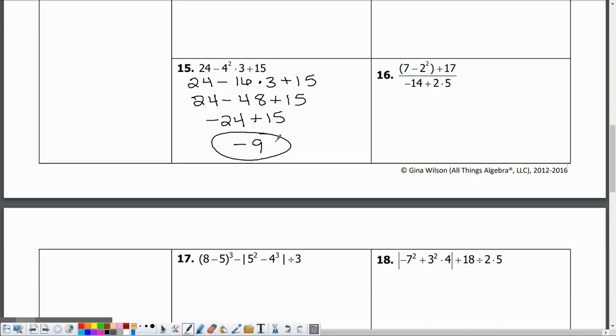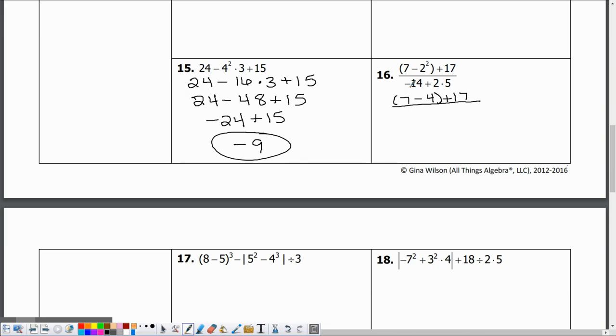So I'm going to focus on one part of each, the top and the bottom, as we work through. So first step for the top, we have 7 minus 2 squared, and that's all in parentheses, plus 17. So the first thing I want to do is look in my parentheses here. So I have 7 minus 2 squared. I have an exponent here, so I want to do that first. So I have 7 minus 4 plus 17 all over.